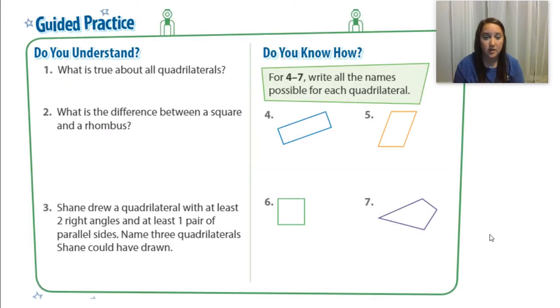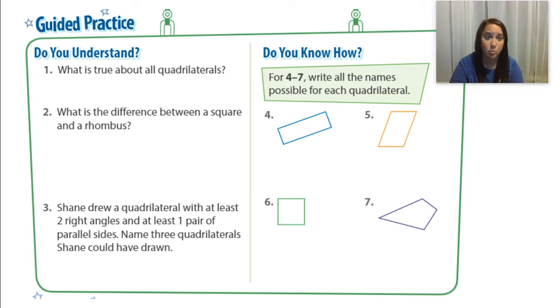All right, we're going to try a few together. Number one says, what is true about all quadrilaterals? Well, the definition of a quadrilateral is that it is a four-sided polygon. So all quadrilaterals have four sides, and they also have four angles. Four sides and four angles.